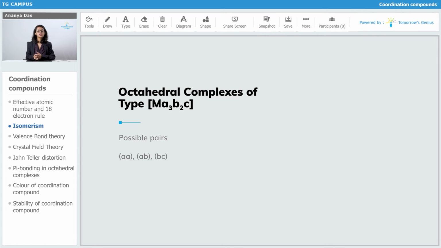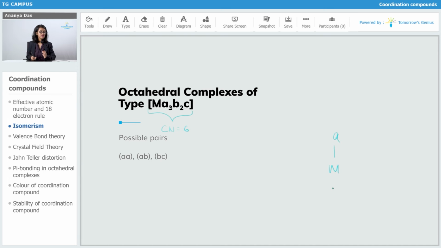Now we come to the octahedral complexes of M, A3, B2, C type. In this also there are 3 types of ligands present, but one ligand is thrice, the other ligand is twice, and the other ligand is 1 time. So it still gives it an overall coordination number of 6. So let's see the possible pair. So this is the first possible pair.